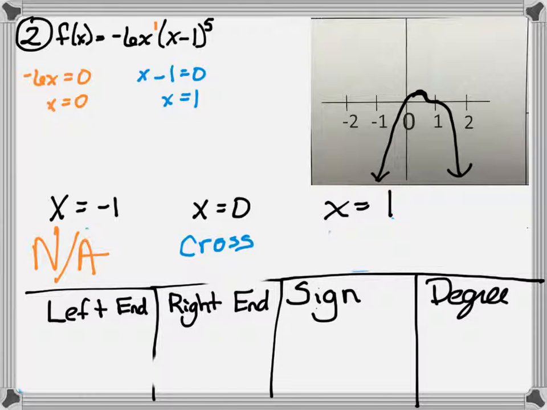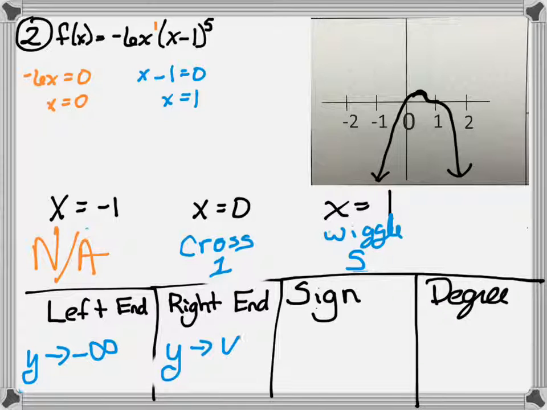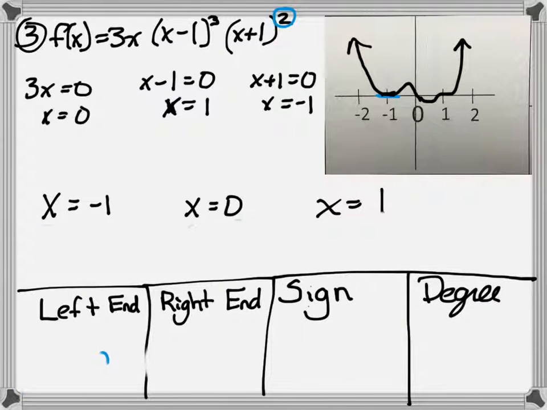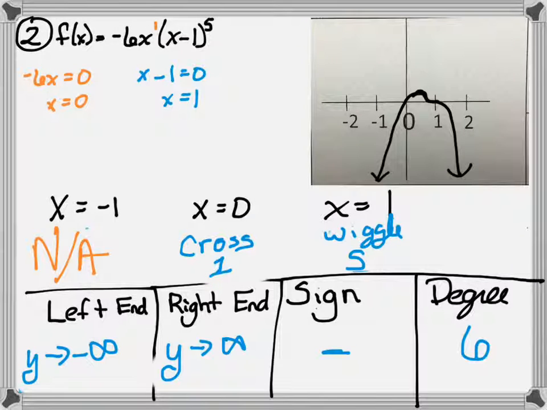And what was our exponent? 1. At 1, bounce, wiggle, or cross? Wiggle. And what was the exponent? 5. So the left-hand behavior, y approached positive or negative infinity? Negative infinity. Right end? Positive infinity. And what was the sign of the leading coefficient? Negative. And the degree? 6. Oh, wait, can you go back a little? So the right end was negative infinity. I just missed the negative when I was writing it.